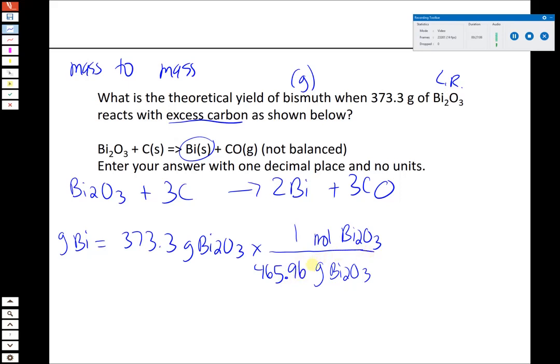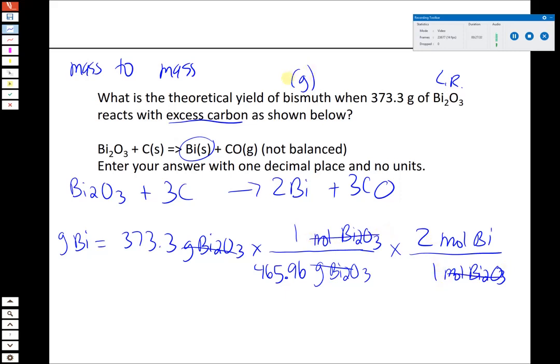So that gives us moles of Bi2O3, but what we're looking for is grams of bismuth, so now we need to use mole ratios to convert into moles of bismuth first. So we want moles of Bi2O3 in the denominator and moles of Bi, bismuth, in the numerator. And if we look at coefficients, the moles of bismuth is 2, moles of Bi2O3 is 1, so that gives us a 2-to-1 mole ratio, converts to moles of bismuth.